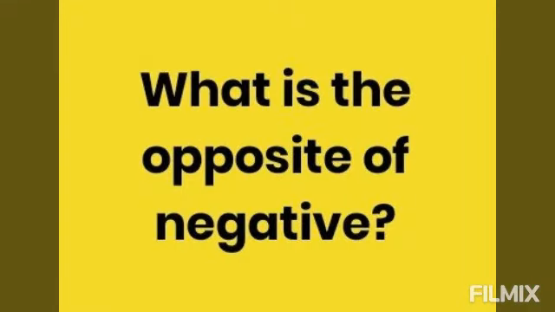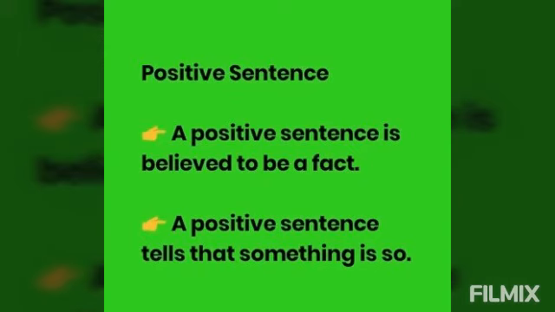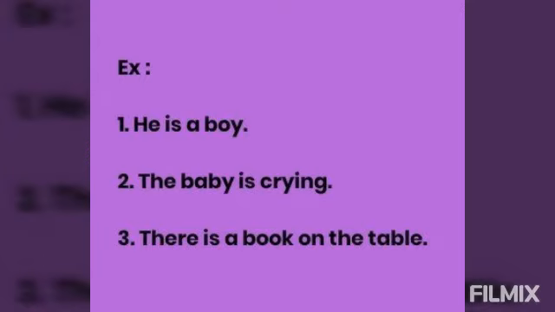Okay, what is the opposite of the word negative? Positive. A sentence can be said or written in two ways. One is positive and another one is negative. A positive sentence is believed to be a fact. That means a positive sentence tells that something is so, something is like that. Example, he is a boy. The baby is crying. There is a book on the table. Yes, children, these are all the examples for positive sentences.